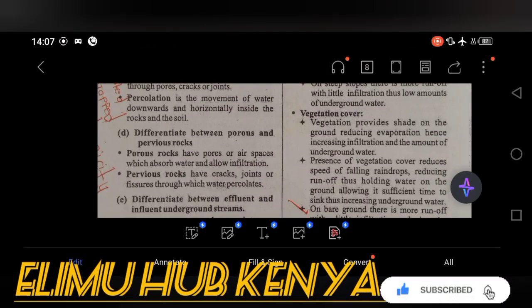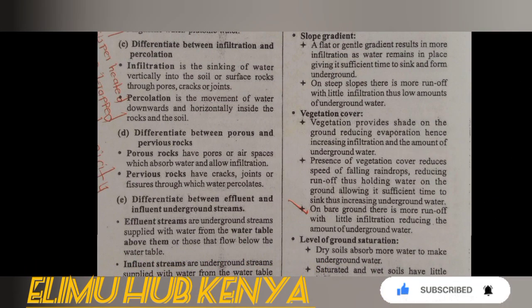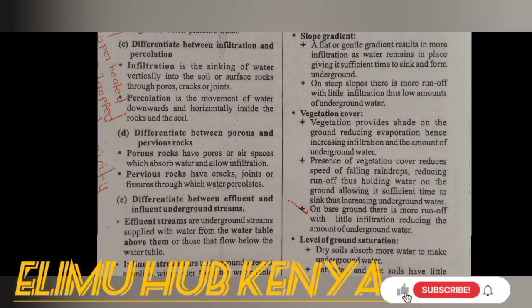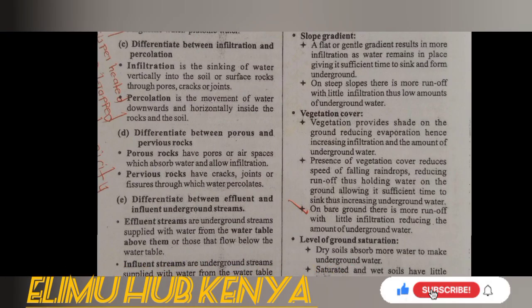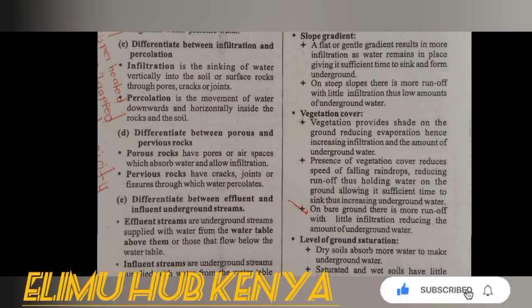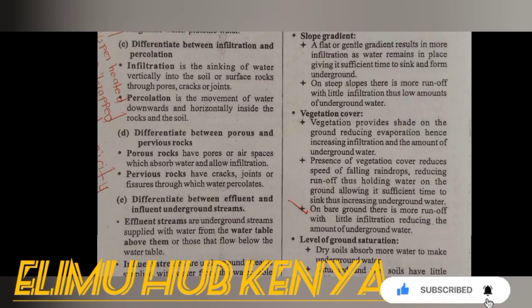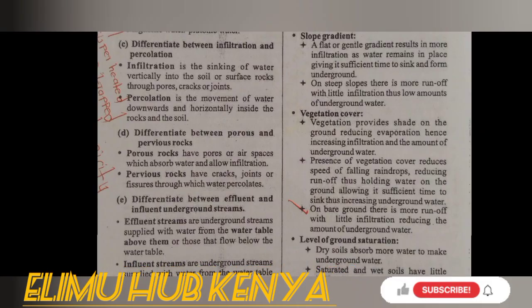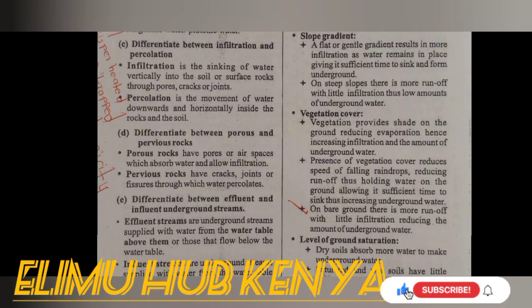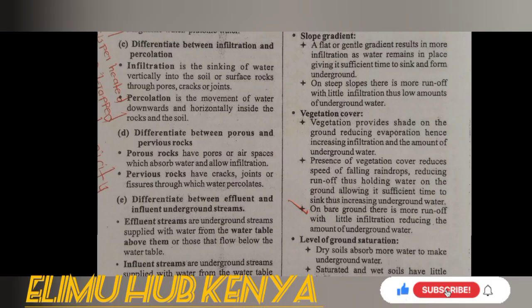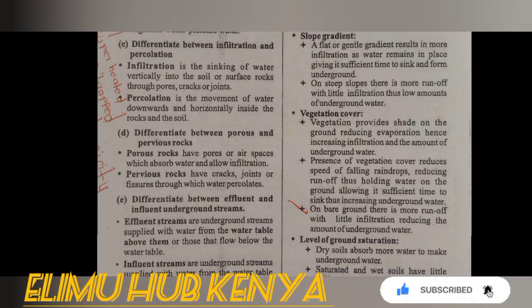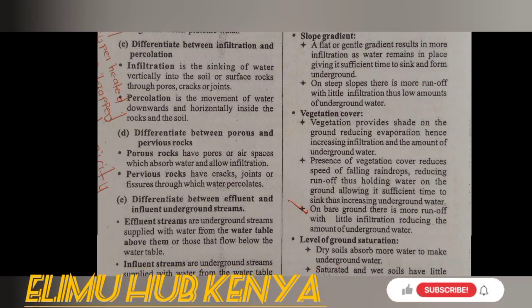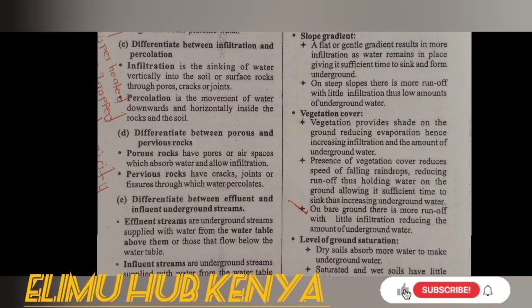Now, one of the terms that we are going to talk about is infiltration. You talked about it when you were talking about the hydrological cycle. So I believe at this point you have an idea of what infiltration is and what percolation is. Just as a reminder, infiltration is the sinking of water vertically into the soil or surface of the rock through the pores, cracks, or joints. So the key thing you need to know is that it is the vertical sinking of water into the surface of the rocks.